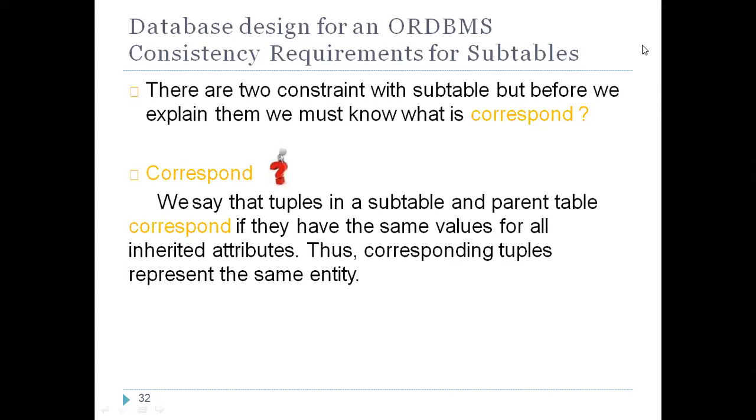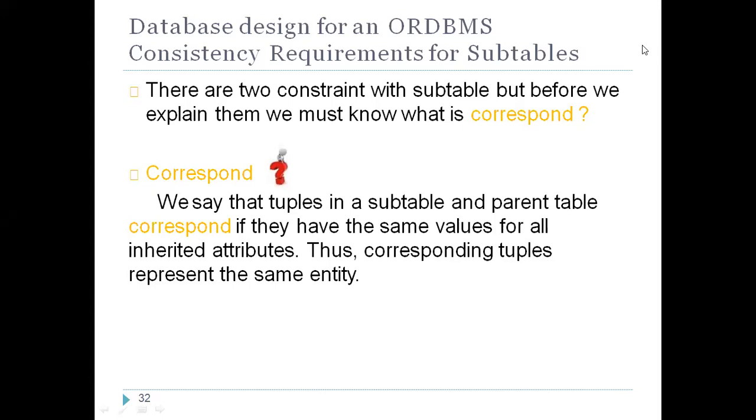So today we will be having the class of object-oriented database system. In our last class, we discussed how to create a table, and all those things. But today we are going to discuss the continuation part of this, that means the database design and the consistency requirements for the subtables, creating a table and under that particular subtable, what the consistency requirements are. So this we need to know.